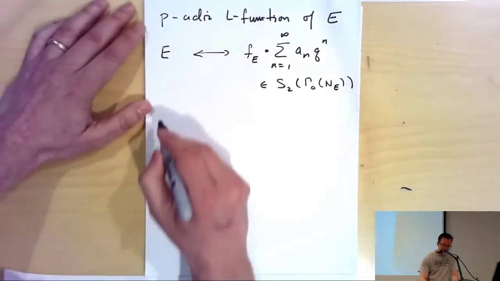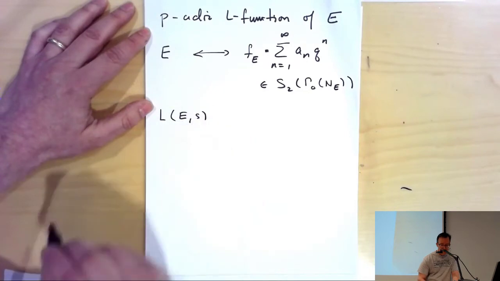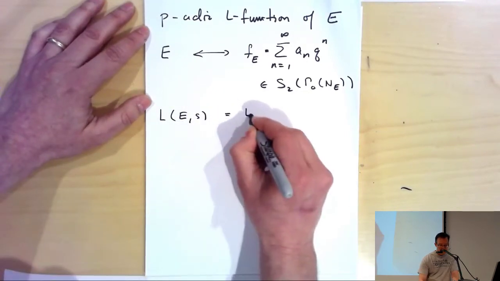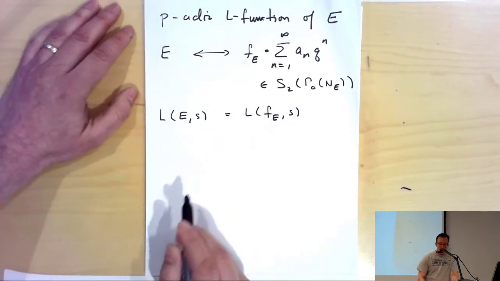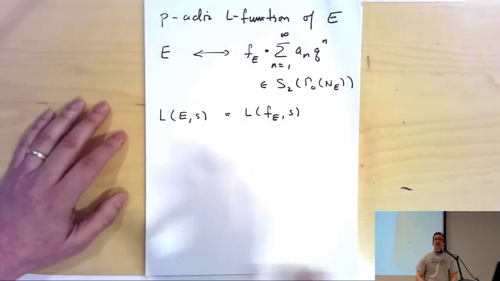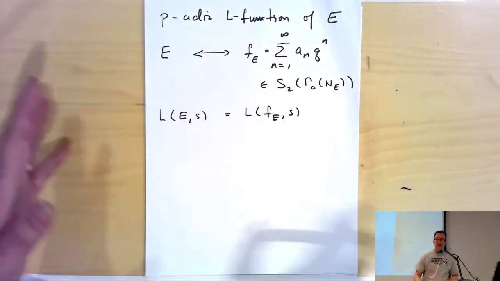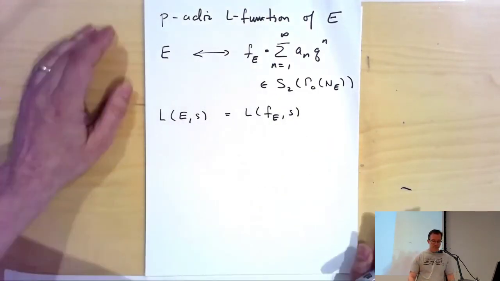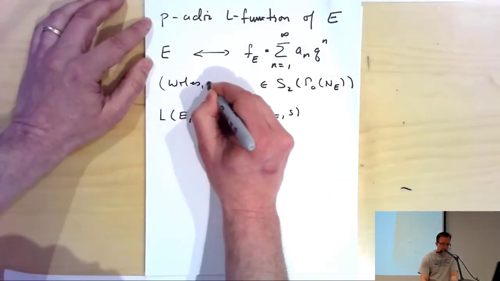And it has the property that the L function of the elliptic curve is just the L function of the eigenform. In fact, the L function is only attached to an isogeny class of elliptic curves. So for each isogeny class of elliptic curves, there's this newform. And of course, this is due to Wiles and all.